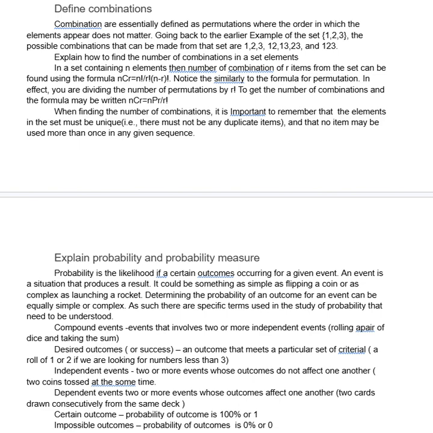And so let's begin. Define combinations. Combinations are essentially defined as permutations where the order in which the elements appear does not matter. The order does not matter. That's very important. Going back to the earlier example of the set 1, 2, 3, the possible combinations that can be made from the set are 1, 2, 3, 12, 13, 23, and 123.